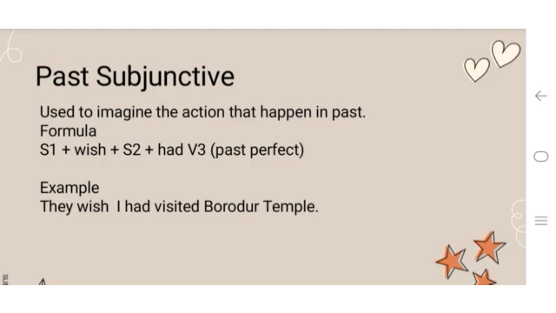Alright, so this is the past subjunctive, used to imagine the action that happened in the past. The formula is subject first plus wish plus subject second plus had verb 3 in past perfect. So for example, they wish I had visited Borobudur temple.